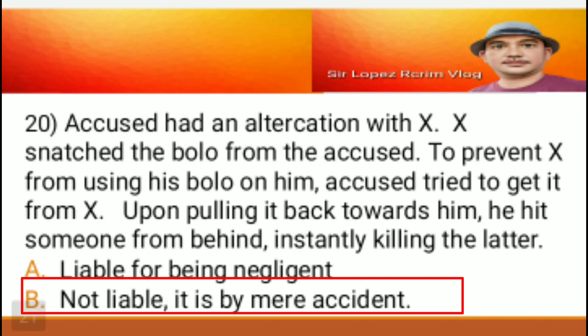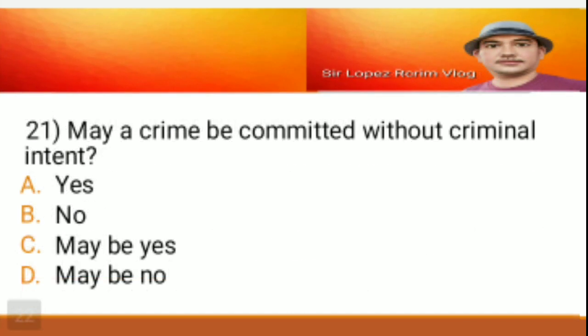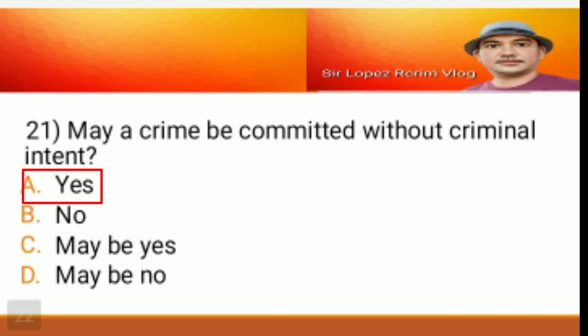Okay? Number 21. May a crime be committed without criminal intent? A, yes. B, no. C, maybe yes. D, maybe no. The correct answer is yes. Even though there is no criminal intent, the accused may also be considered as criminally liable because of, sometimes we call it negligence. Yan. So the answer for number 21 is yes.